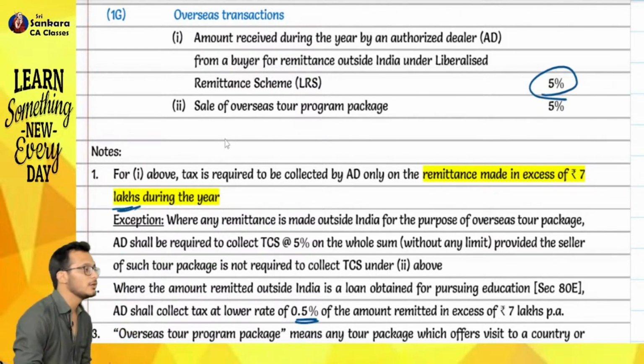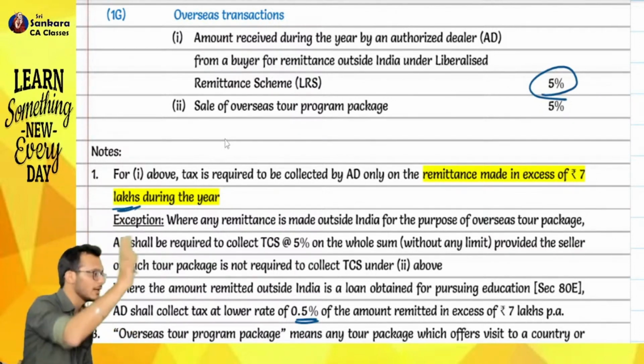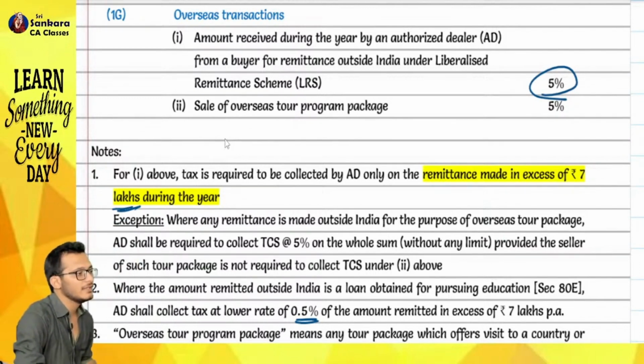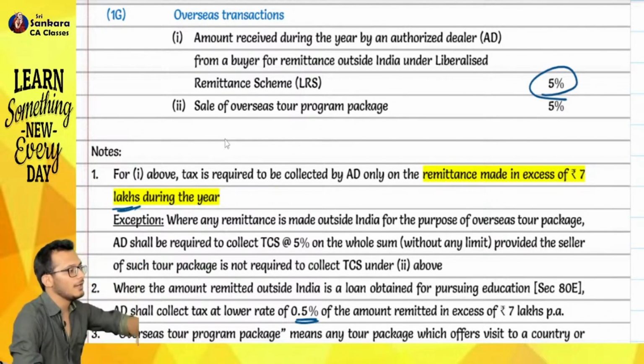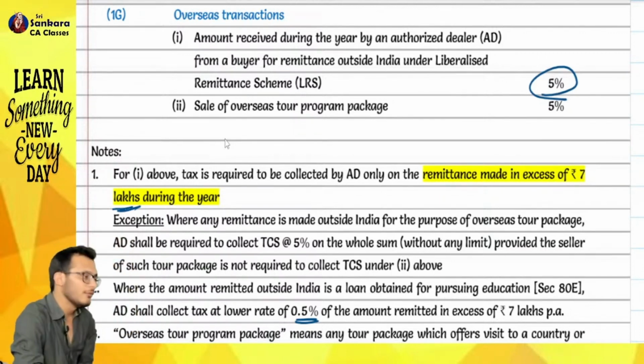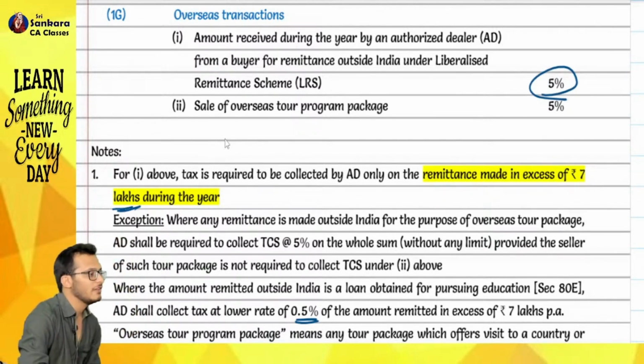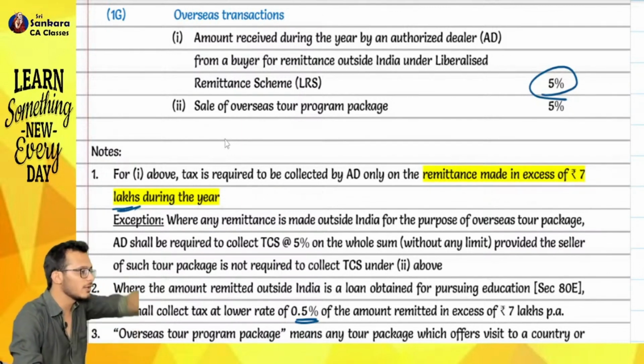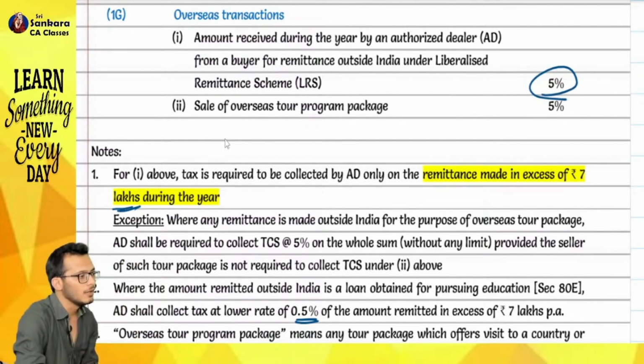Whether you do it directly from a travel agent or from an AD banker, tomorrow if you plan to go on a foreign honeymoon, please pay 5% TCS extra. Then only you can go for a foreign trip. Not even 1 rupee is exempt. Every rupee you have to pay TCS.